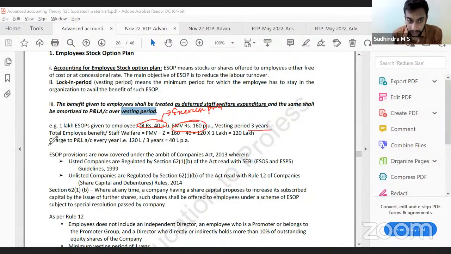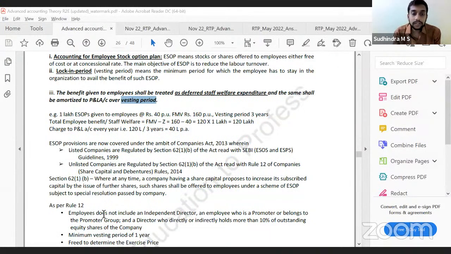Then vesting period is 3 years. Total employee benefit or staff welfare is FMV minus exercise price. We get intrinsic value, which is 120 rupees, 160 minus 40, into total number of options, 1 lakh. 1 lakh into 120, 120 lakh is the total expenditure. Correct? 3 year vesting period, so divided by 3, every year 40 lakh per annum. So first year I will recognize 40 lakh rupees. Right? That is the expense to be recognized.